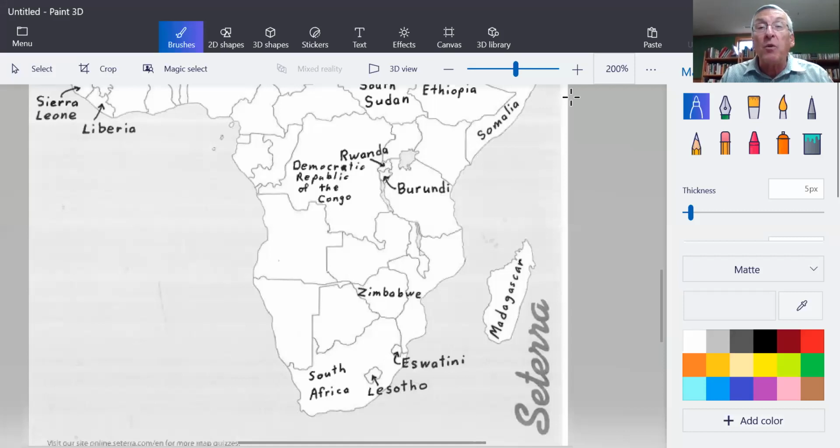Okay, let's go back, look at the map, and I'll talk briefly about another couple of countries here. Okay, Lesotho and Eswatini. Lesotho right here, a landlocked country surrounded by South Africa, and Eswatini over here. Both of them have kind of a similar background.